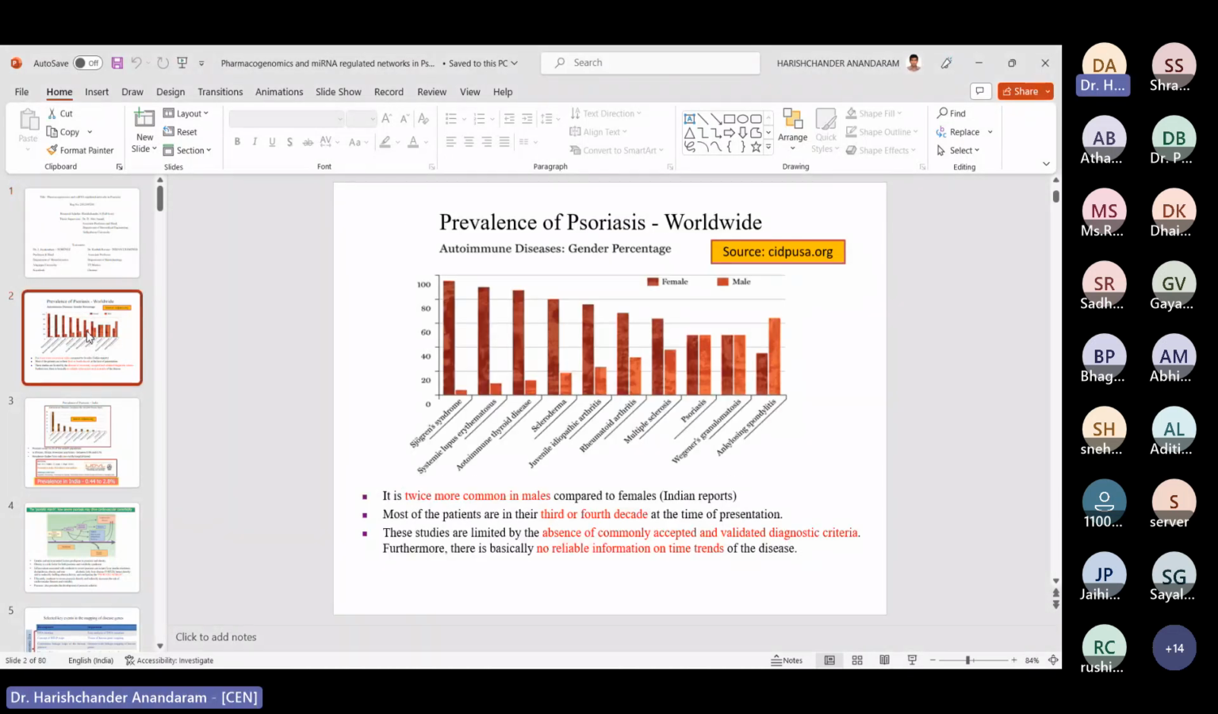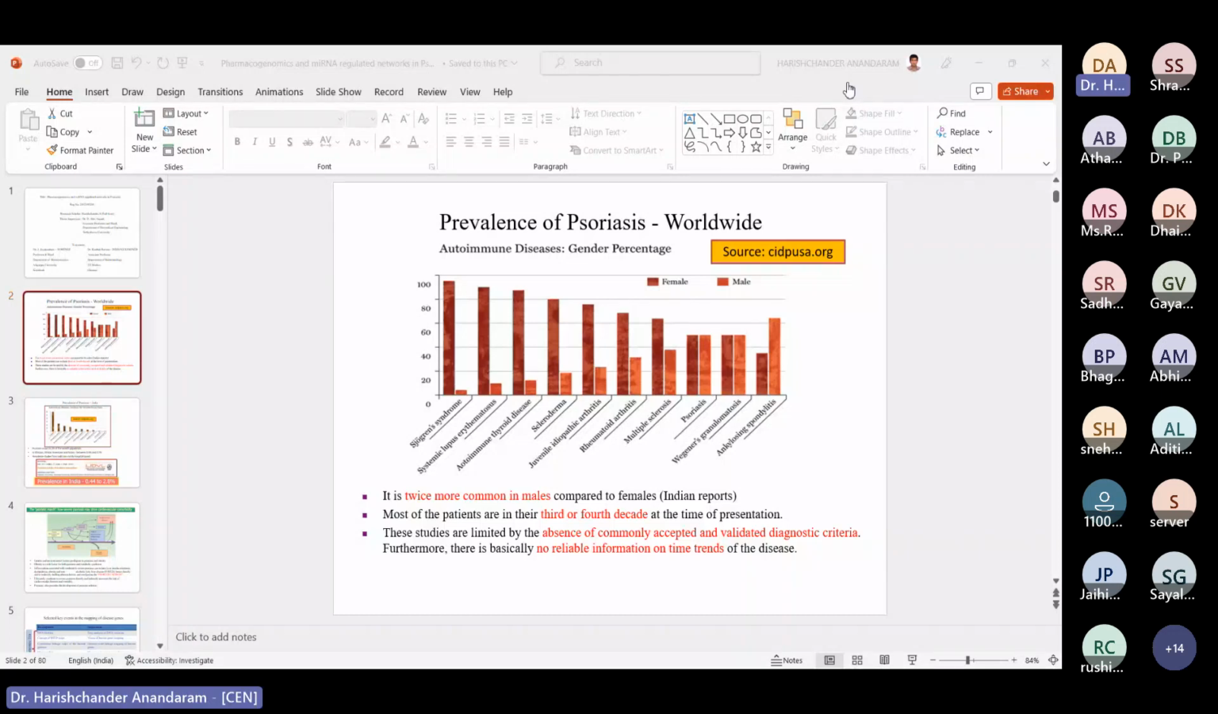And why am I taking psoriasis? Because worldwide, psoriasis is twice as common in males as in females. Till now there is no proper reliable information. They suggest some alternative pathways that cause psoriasis, but the exact reason is still not known. That is the main problem with autoimmune disorders: the exact mechanism and reason are not yet completely known. Only the alternative pathways are known.